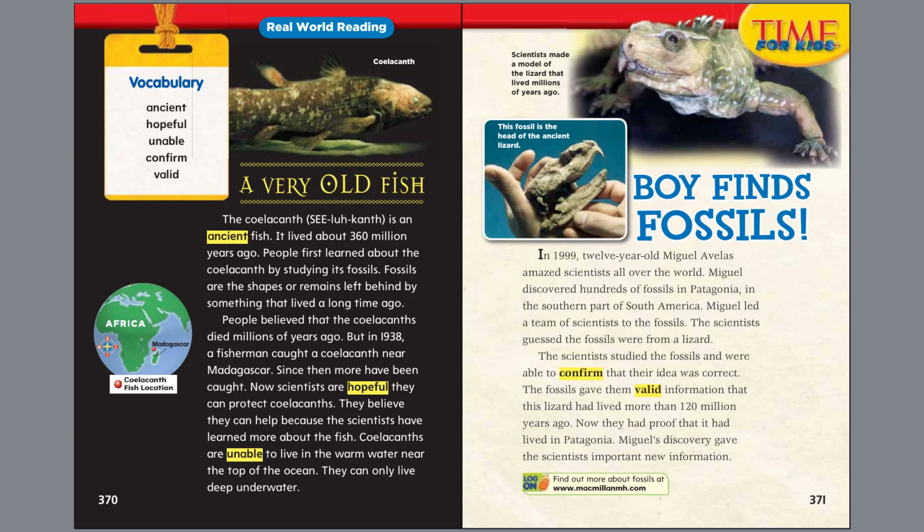Since then, more have been caught. Now scientists are hopeful they can protect coelacanths. They believe they can help because the scientists have learned more about the fish. Coelacanths are unable to live in the warm water near the top of the ocean. They can only live deep underwater.